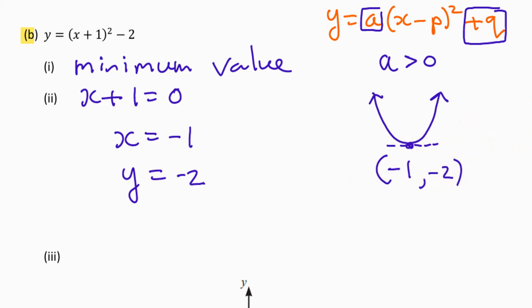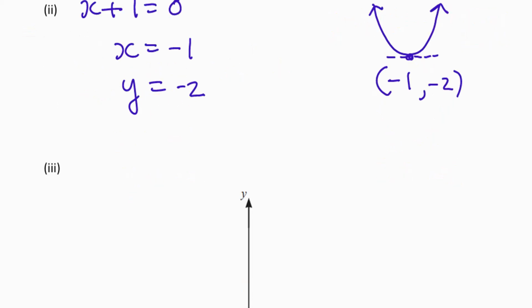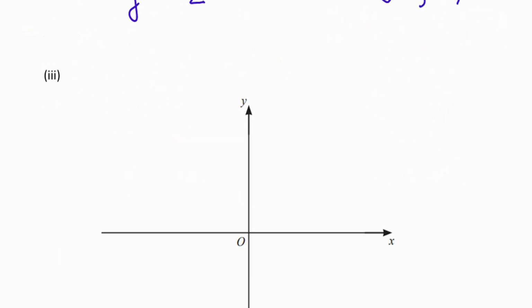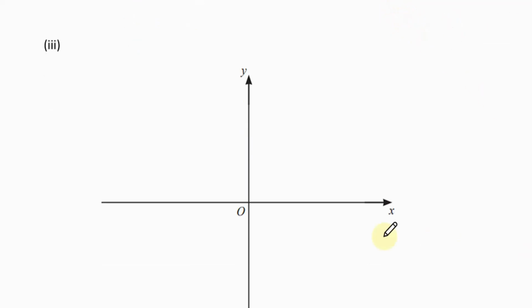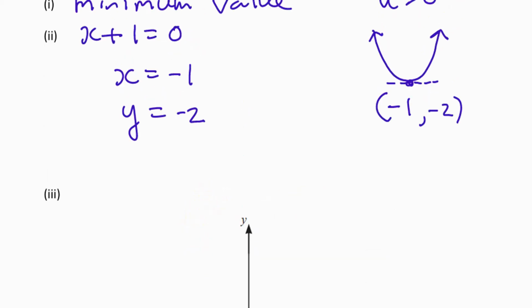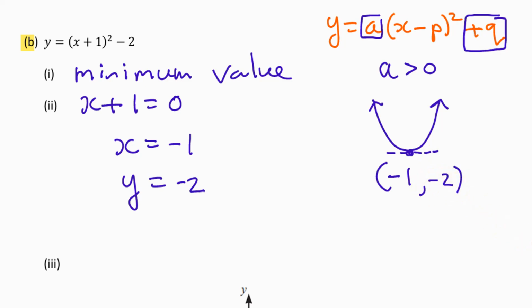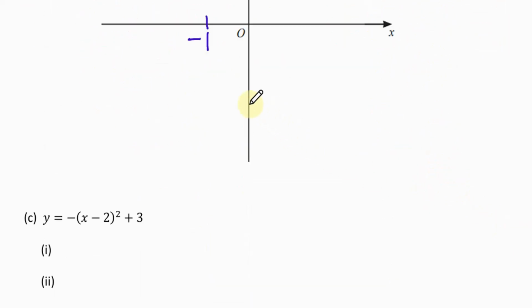Now we have to draw the graph on these axes. So we know our x-coordinate is negative 1. So negative 1. And our y-coordinate is negative 2. So negative 2, about here.